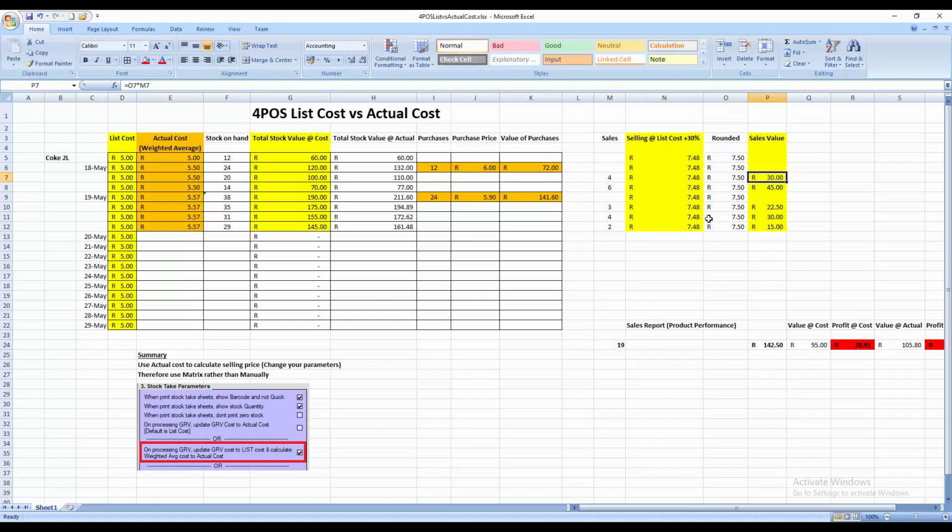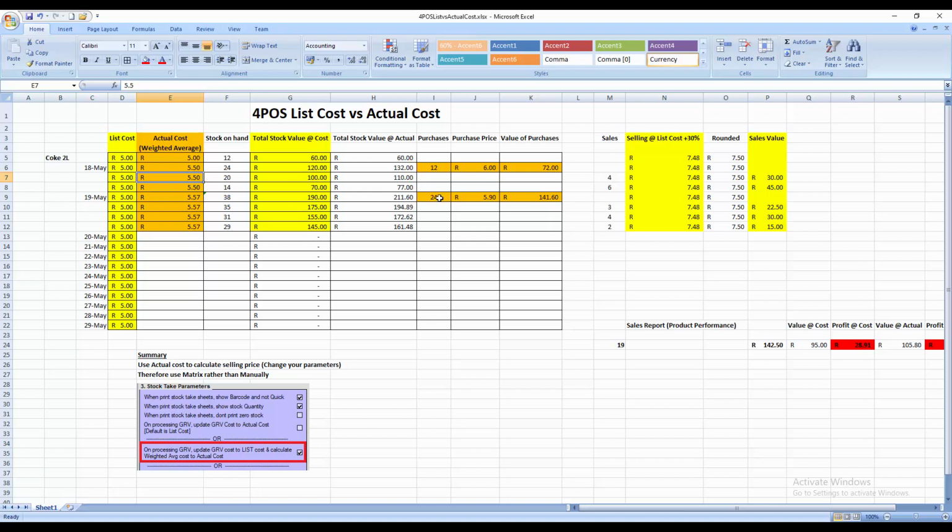Okay, and these are just realities in terms of what's happening every day, hundreds of times a day for each and every product. I also had another sale. I sold 6 at that same price for 45 Rand. Now again, bear in mind that at this time, the list cost was 5, the weighted average was 5.50. Now the next day, the 19th of May, I did some more purchases.